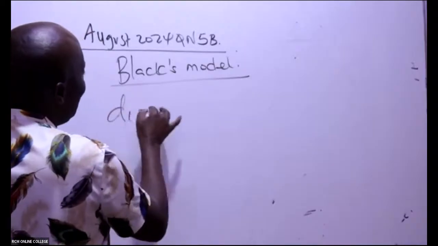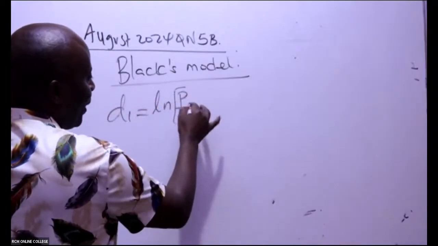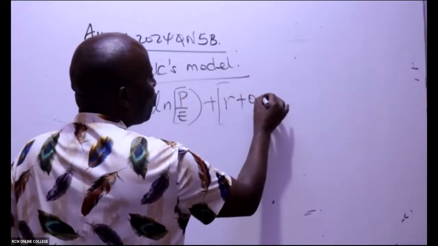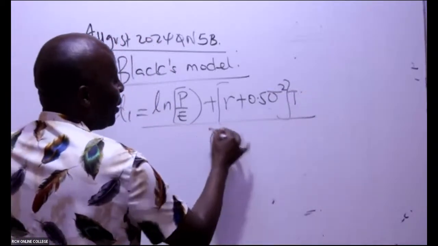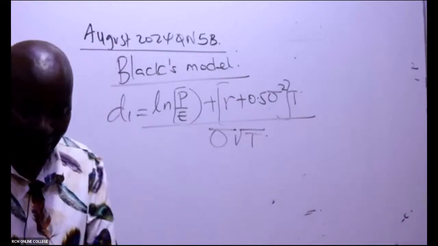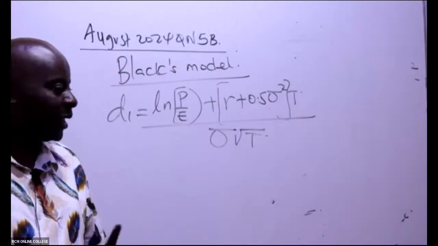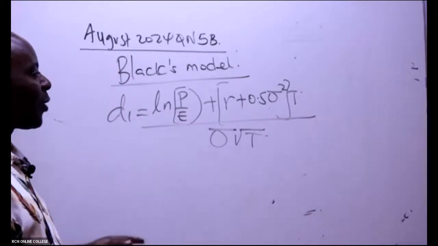How do we get D1? Oh, yeah. It is the Napierian logarithm of P over E, plus we have the risk-free rate plus a half of the variance multiplied by T, over the standard deviation times root T. So the examiner starts by giving us D1. This examiner was a very nice examiner. He gave you the formula. If you get a very bad examiner, a pessimistic, sadist of an examiner, they cannot give you the formula.